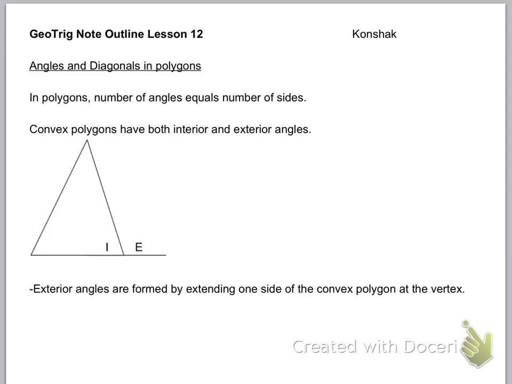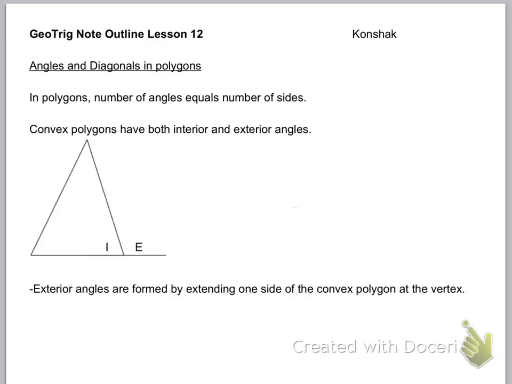So that would be concave instead of convex. Possibly. I guess that would be four-sided. So we could have a four-sided quadrilateral that would be concave as well. But convex are when all the points are outwards. Does everybody remember that?